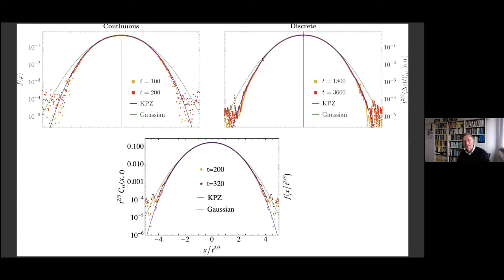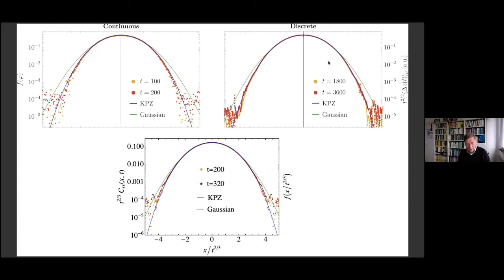So you see, when I extend the Gaussian from the curvature over here, it would be on this side, and this is definitely below that curvature. And the blue line is the actual prediction. When you actually fill in the KPZ scaling function, then you see it fits over the entire range of data.